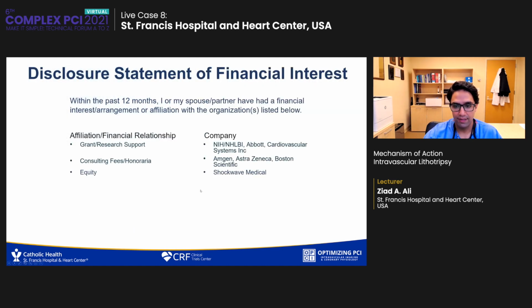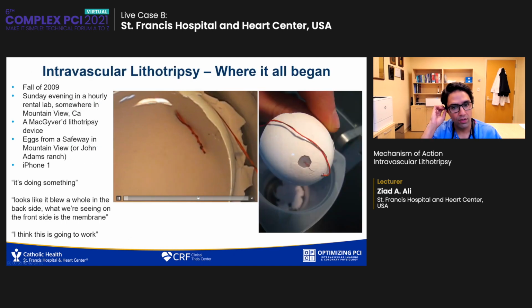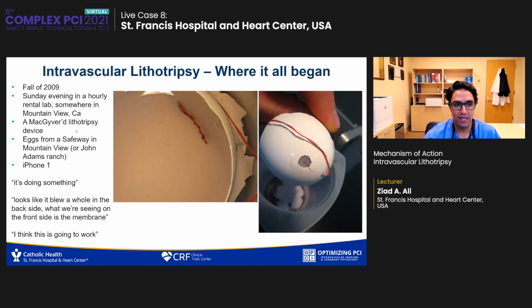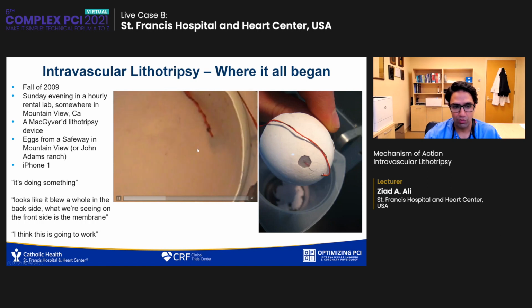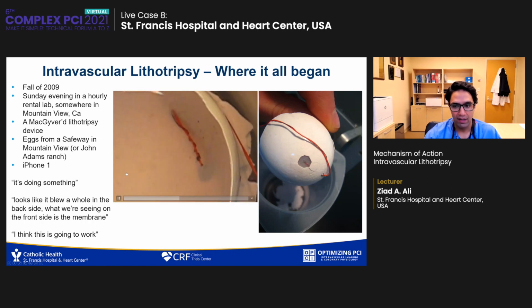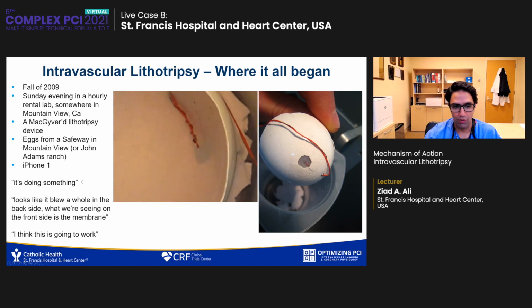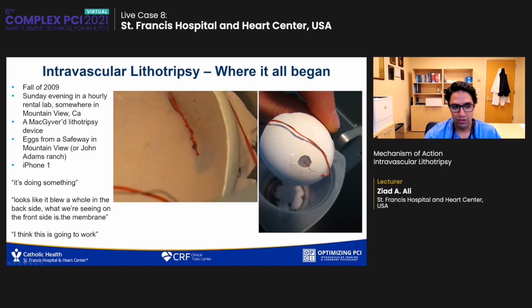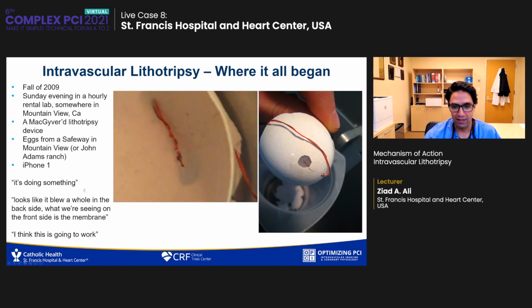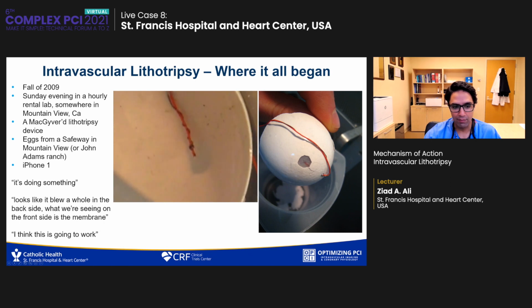These are my disclosures. Okay, so this is fall of 2009, Sunday evening in an hourly rental lab in Mountain View, California. This is a MacGyvered lithotripsy device, which we procured from eBay. The eggs are from a local grocery store or from John Adams, the co-founder's ranch. This is my iPhone 1. It looks like it blew a hole in the backside. What we're seeing on the front side is the membrane, and the eureka moment, I think it's going to work.